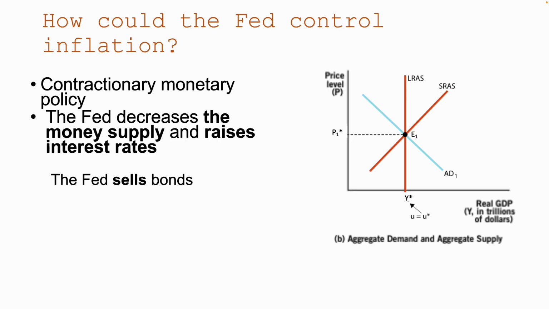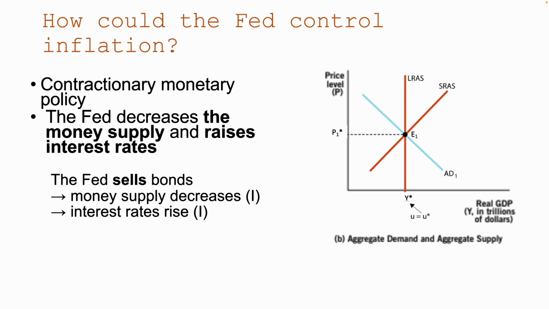Again, they can use those OMOs, those open market operations, where they buy and sell bonds, but this time they will actually sell the bonds to the banks and make the banks pay them with their money. When the banks give their money to the Fed, the banks have less money themselves to lend out, and that is going to decrease our nation's money supply. And when there's a decrease in our nation's money supply, interest rates rise.